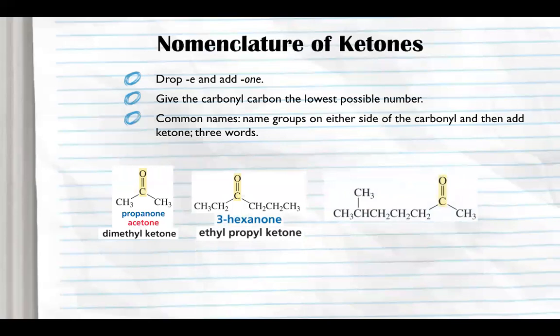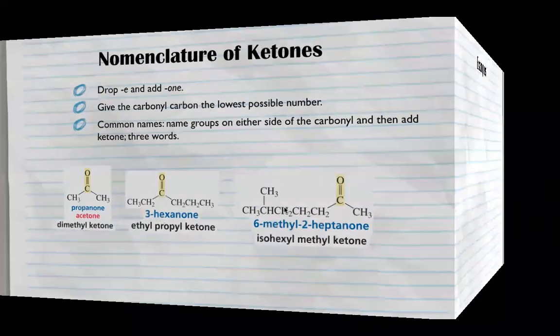Okay, look at this one. What is the name of that? Well, you've got 1, 2, 3, 4, 5, 6, 7 carbons in your chain. You have a methyl on carbon 6, and your ketone is on carbon 2. So it's going to be 6-methyl-2-heptanone. The special common name is isohexyl methyl ketone. That just rolls off the tongue, that isohexyl methyl ketone. Yeah, that's why we don't always use those common names.